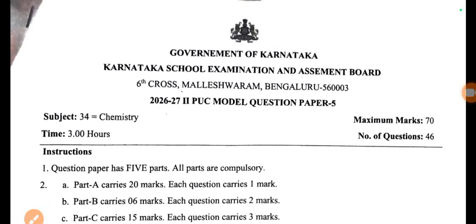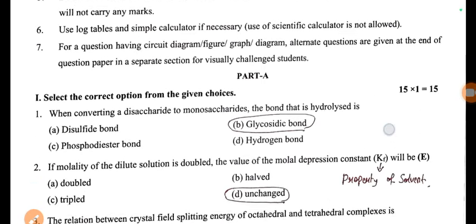Hello students, Karnataka PU Board second PUC Chemistry Model Question Paper 5 solutions are here. MCQ, there are 15 MCQs.